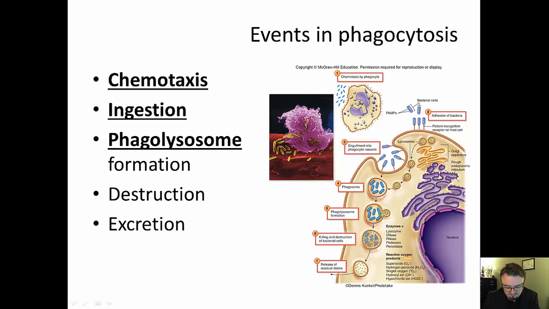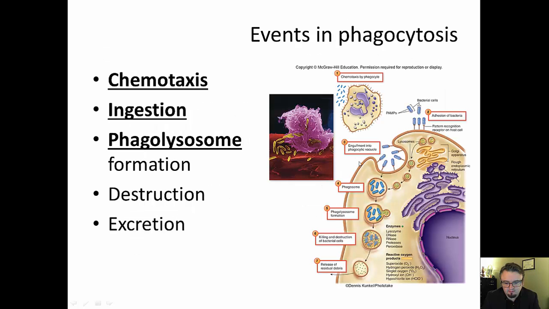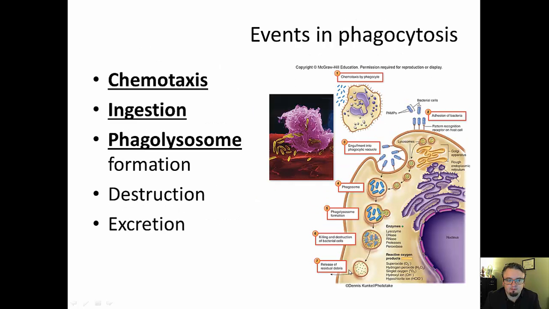Now, one difference would be if we're looking at an antigen presenting cell: rather than excreting everything, some of these components would actually be routed to the Golgi apparatus. If you remember from chapter 5, the Golgi apparatus is like the UPS of the cell. It's involved in packaging and shipping, and some of these pieces would be packaged and shipped back to the membrane where they would be displayed for antigen presentation. That part's not shown here, but that would be another side event that would take place with macrophages.